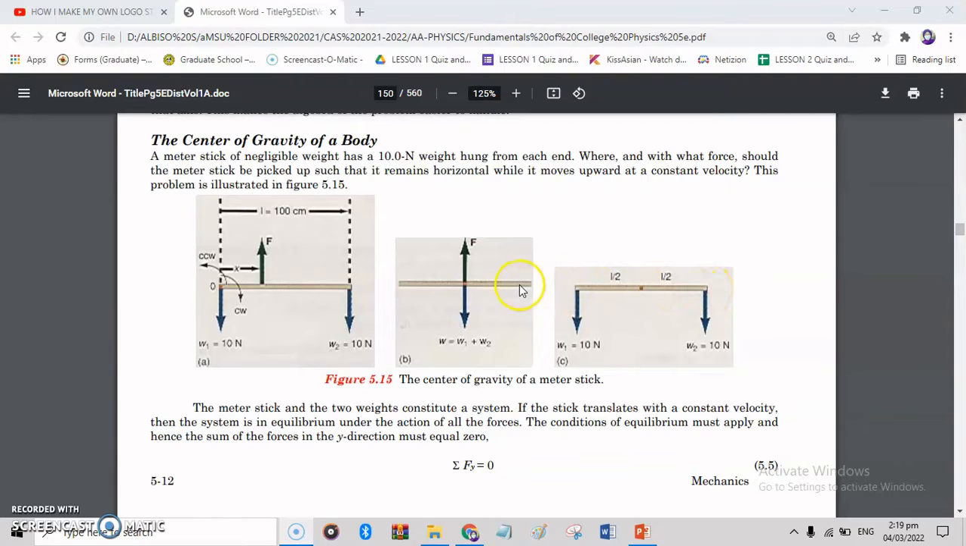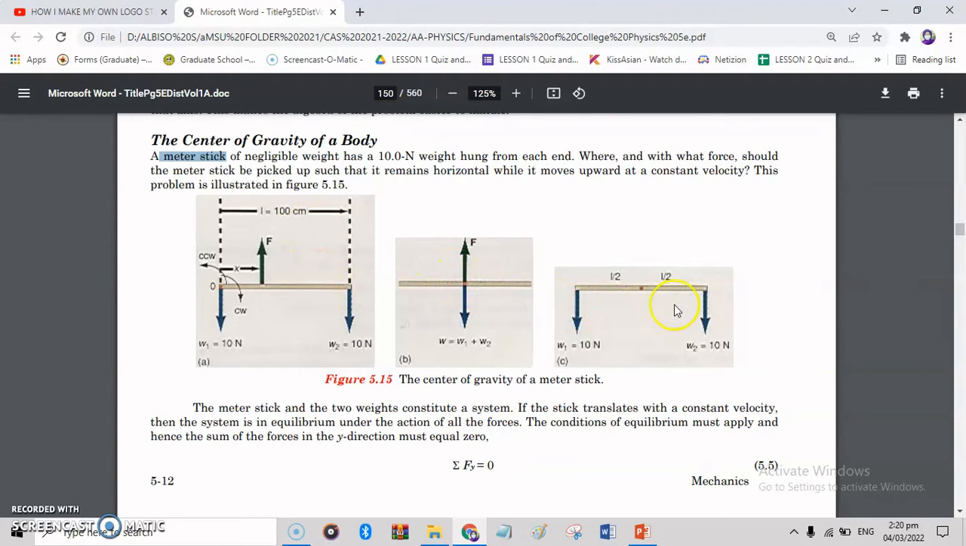Then, there is a force. Where and with what force should the meter stick be picked up such that it remains horizontal when it moves upward? So, in this problem, the length is 100 cm because a meter stick is always 1 meter. Okay? So 1 meter is equivalent to 100 centimeters.